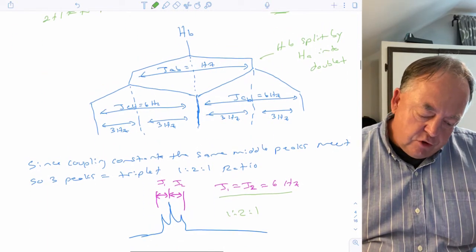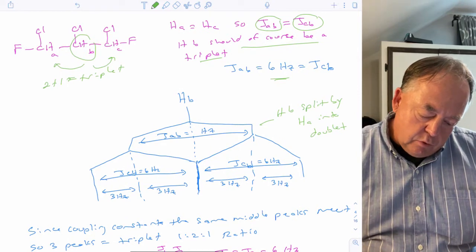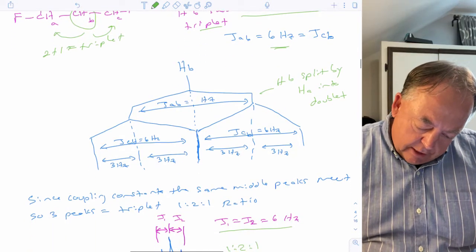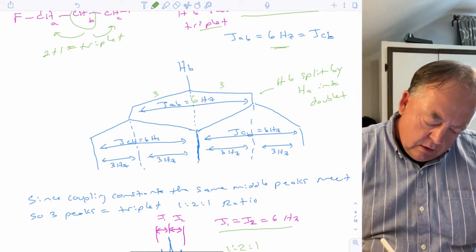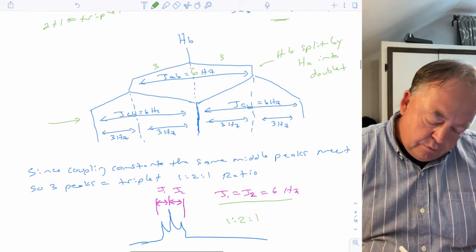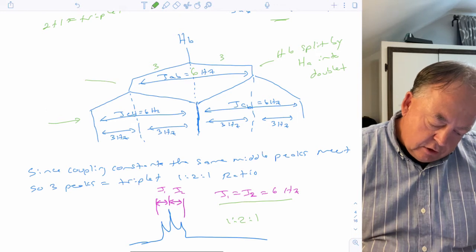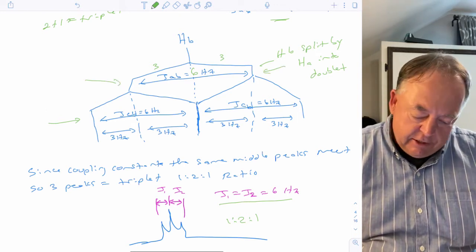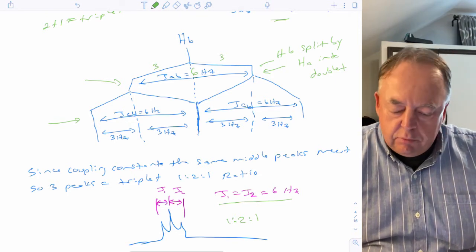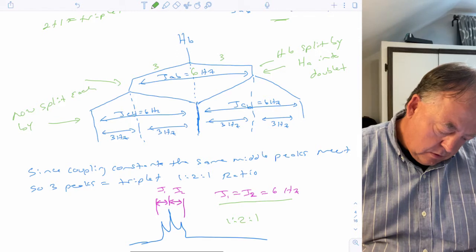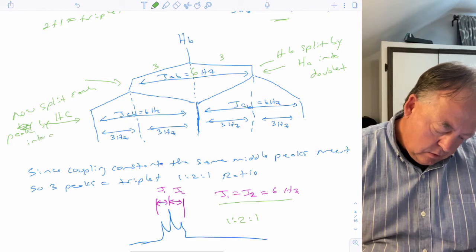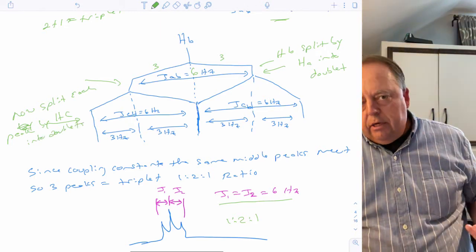If we looked at a splitting tree diagram, let's say HB couples with HA first. So that's 6 hertz, right? So we go over this way 3 hertz, we go over that way 3 hertz. And for these legs of the splitting tree diagram, this was originally a doublet because it was split by HA, and now each of those peaks is going to be split by HC into a doublet. So you would end up with a doublet of doublets, right?